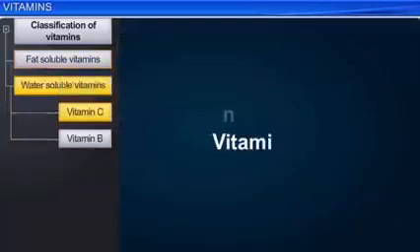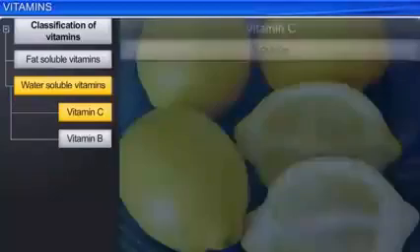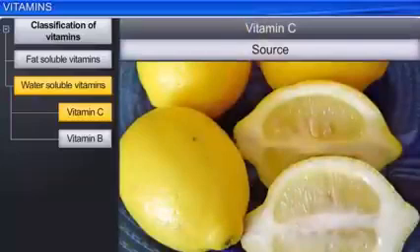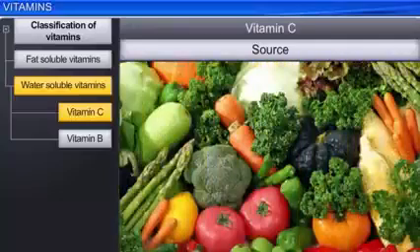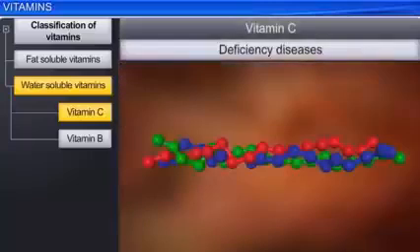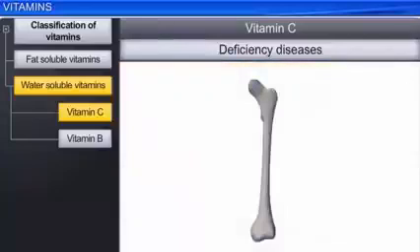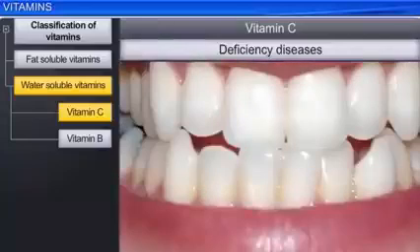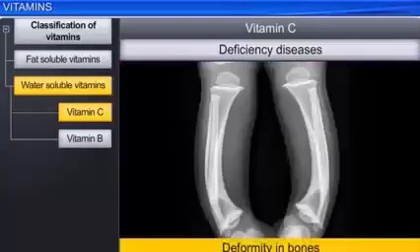Vitamin C, or ascorbic acid, is an important water-soluble vitamin. Dietary sources of vitamin C include citrus fruits, amla, and green leafy vegetables. This vitamin is required for the synthesis of collagen and for the calcification of the bones and the teeth. Vitamin C deficiency causes scurvy, characterized by bleeding gums, deformity in bones, etc.